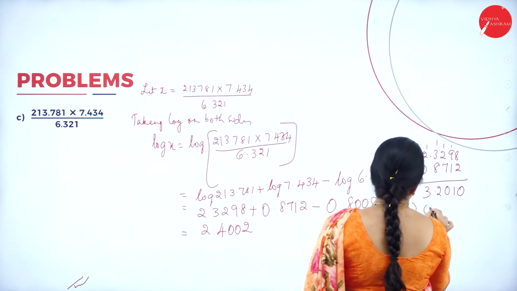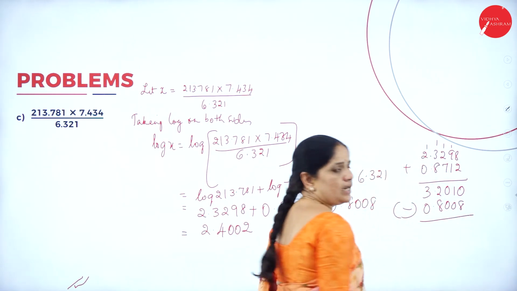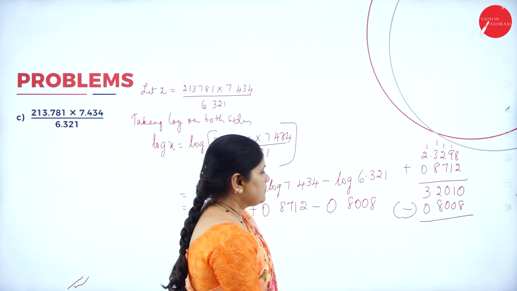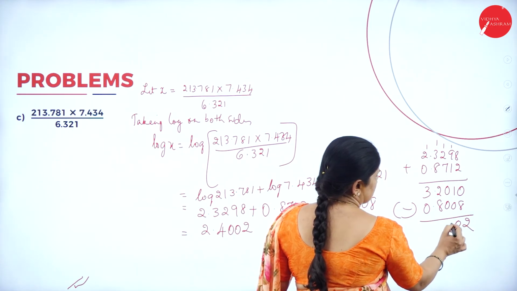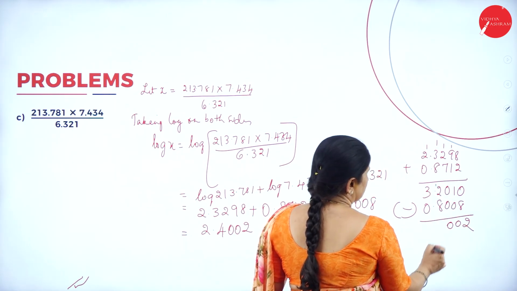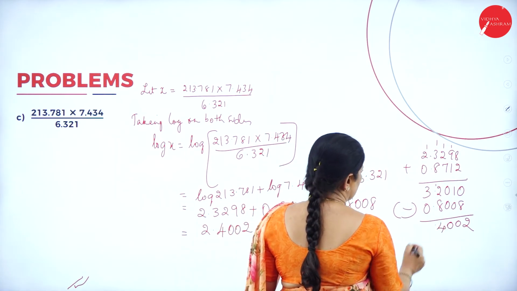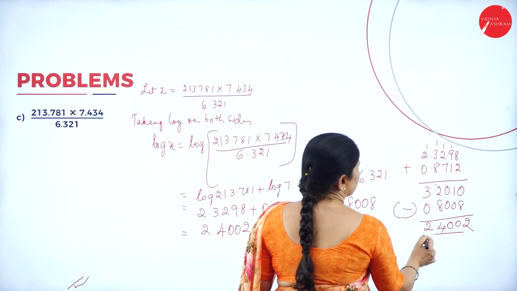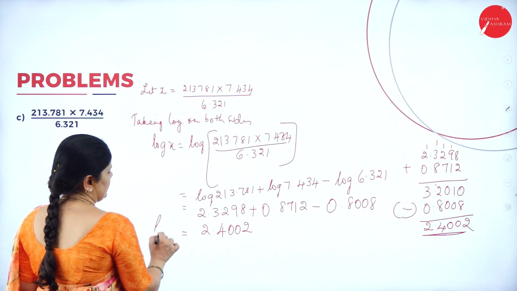3.2010 minus 0.8008. So, now you simplify this. 10 minus 8 is 2, 0, 0. Then this will come up to 4, then 2. So, 2.4002.